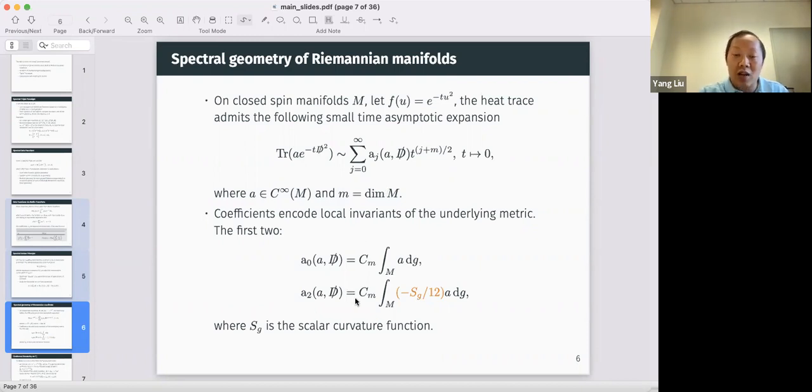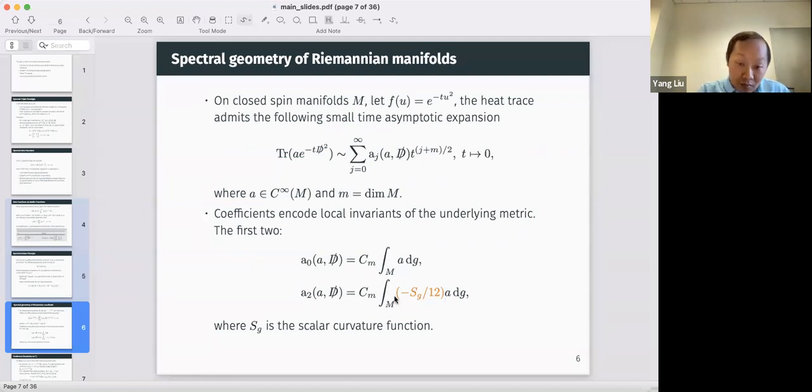So the a2. Now you can detect a deeper invariant, deeper in the sense of the order of the derivatives. Now you can detect the second derivative of the metric, so the well-known invariant attached to the second derivative of the metric is the scalar curvature function. So the second heat coefficient, if you view this as a functional, you recover the Einstein-Hilbert action.